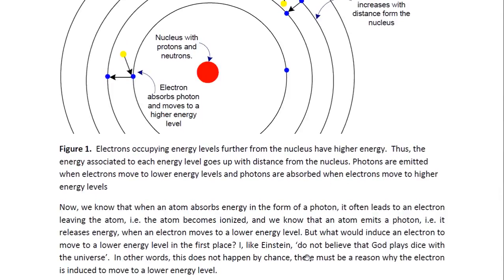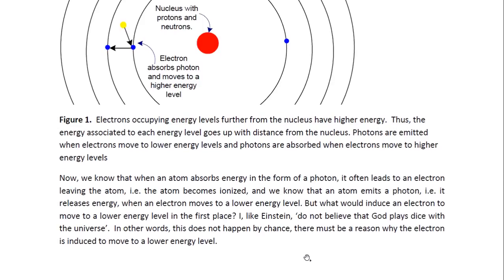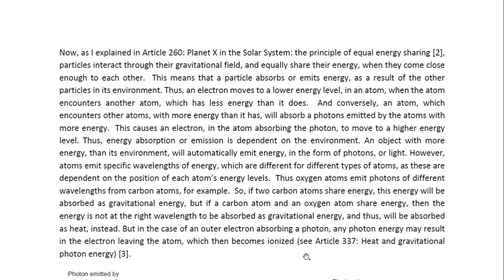But what would induce an electron to move to a lower energy level in the first place? I, like Einstein, do not believe that God plays dice with the universe. In other words, this does not happen by chance. There must be a reason why the electron is induced to move to a lower energy level.